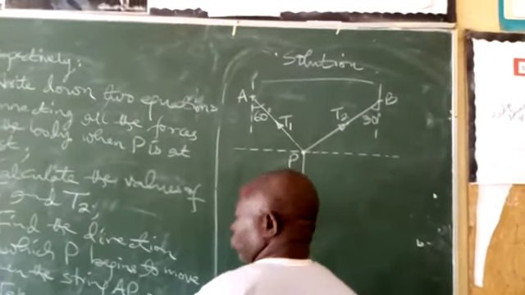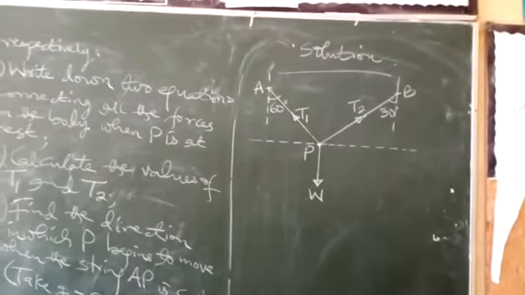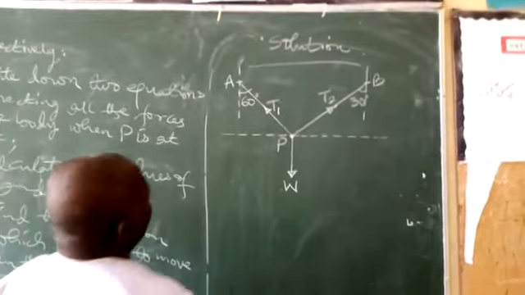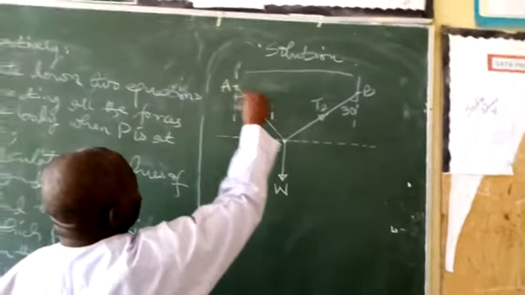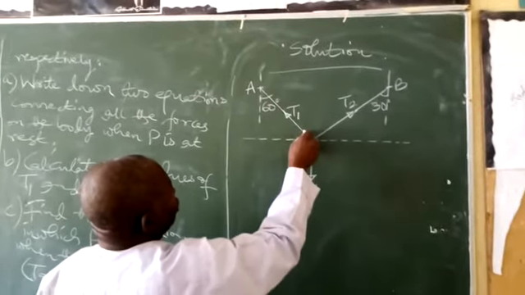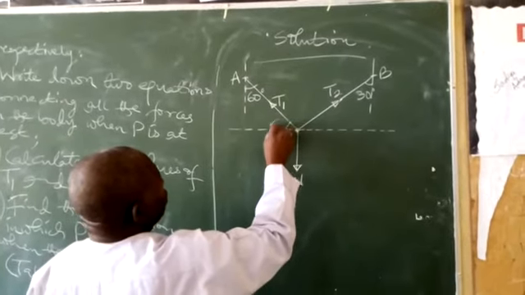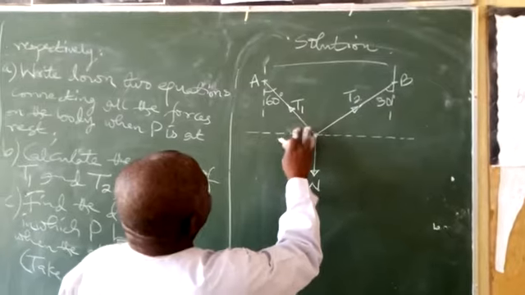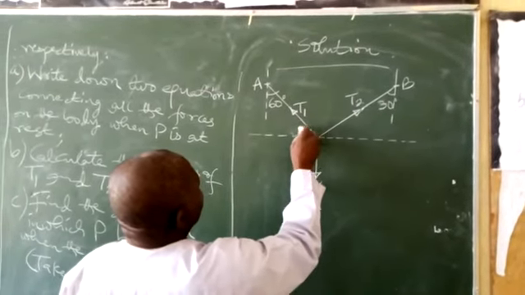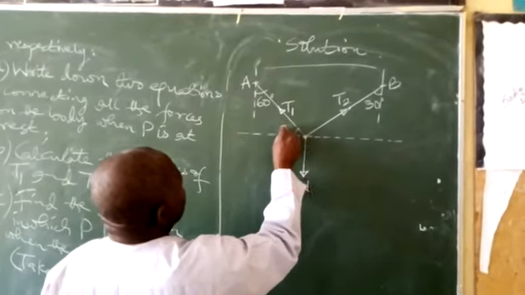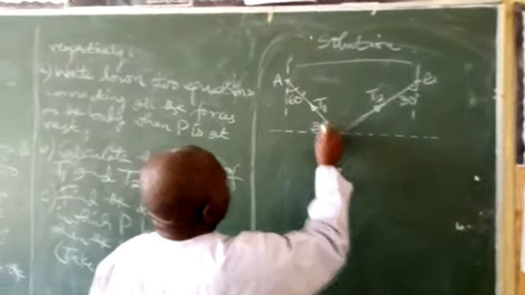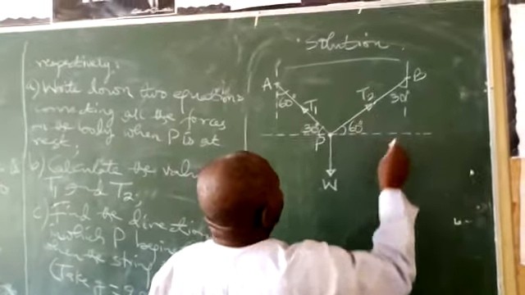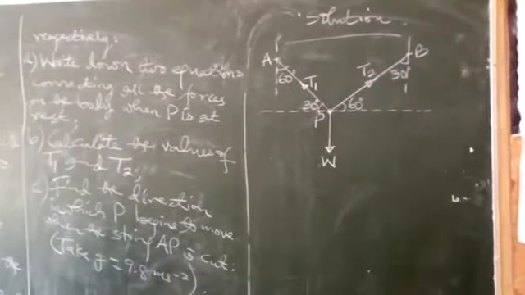So this is what we're given. If this one is 60 degrees, then this will also be 60 degrees, alternate angle. That will be 30, this will be 30. Those are complementary angles. This is 30 degrees, and this will be 60 degrees, because of the following reason.